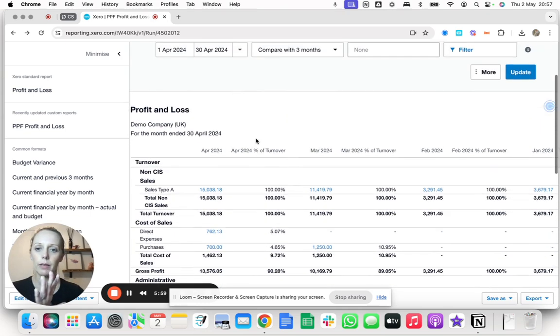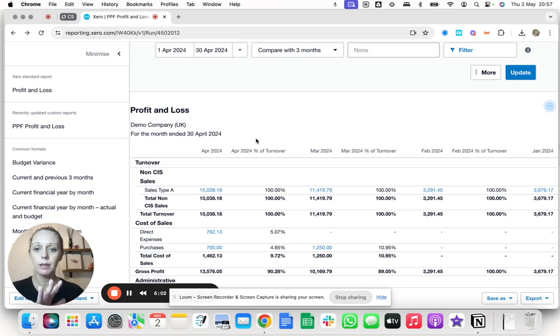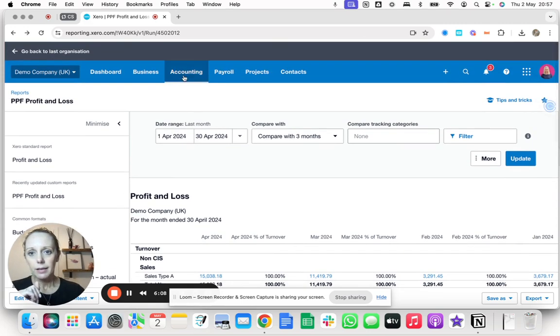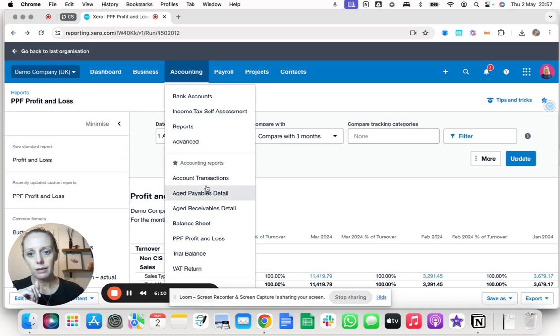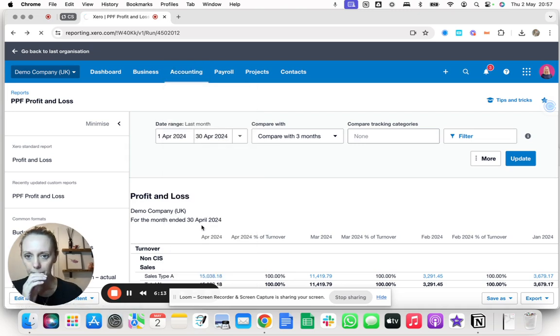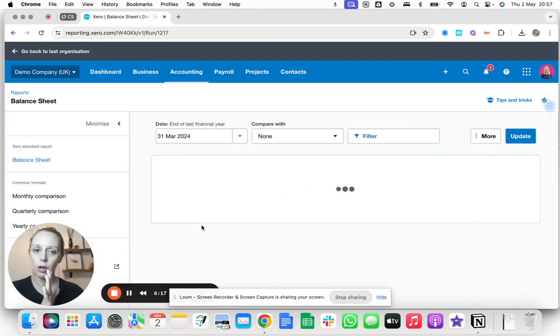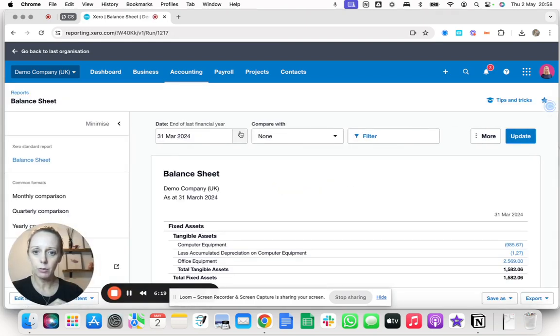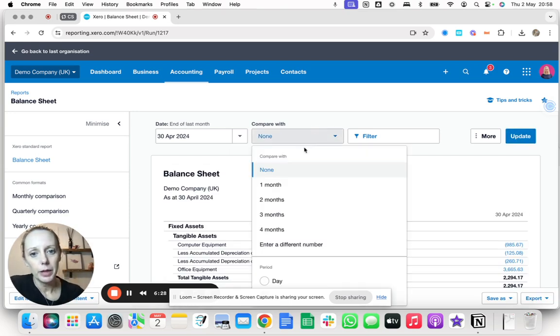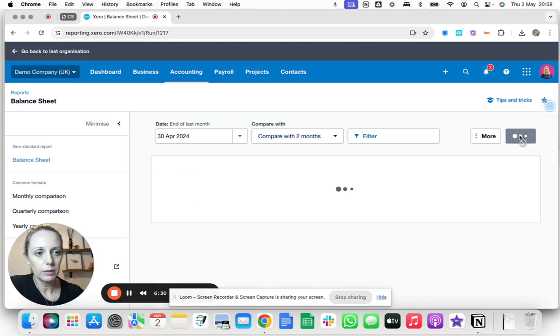So it's all things like that that I would be looking at as a business owner to understand what's going on in my business. The next thing I would look at is the balance sheet, because I'd want to understand what my liabilities are and what my assets are. So I would change this to end of last month. And I would compare with 2 months.